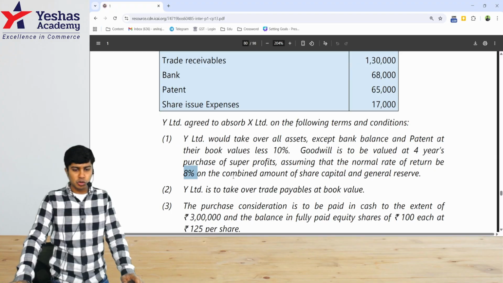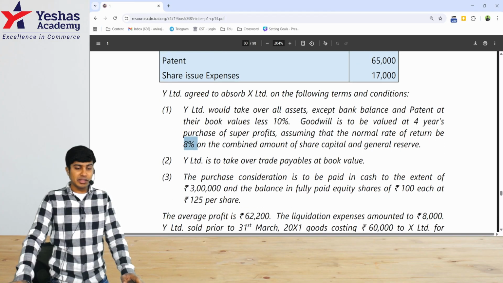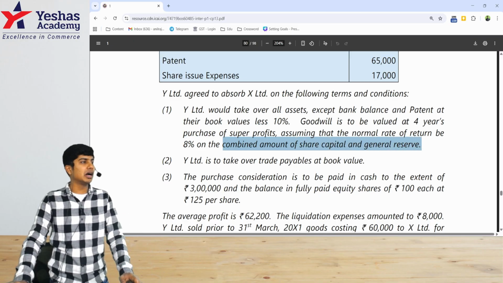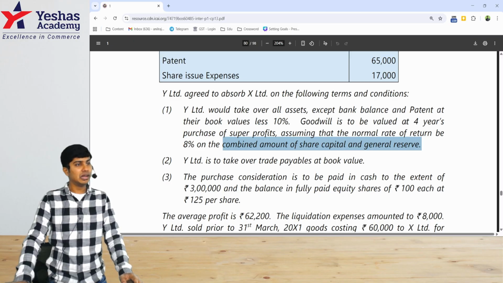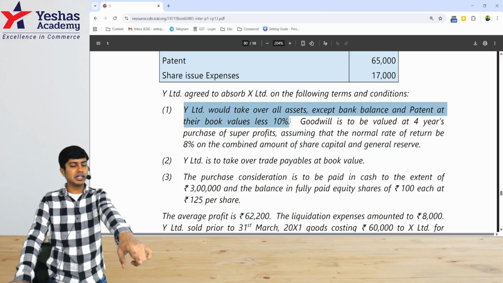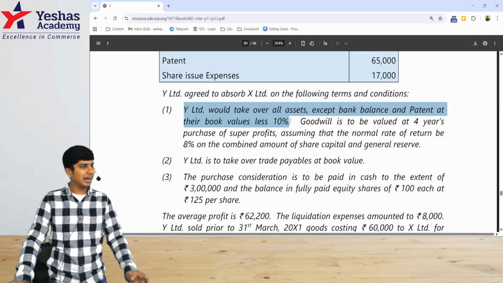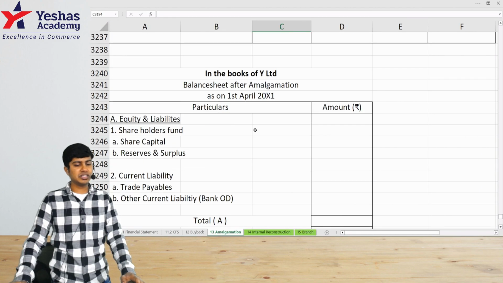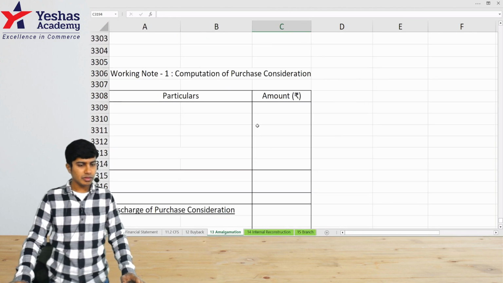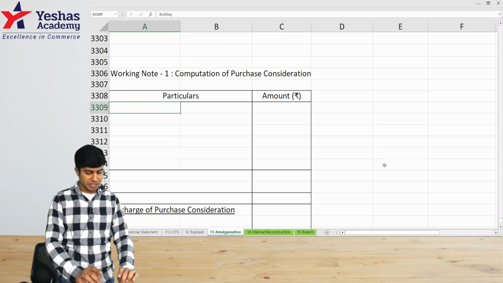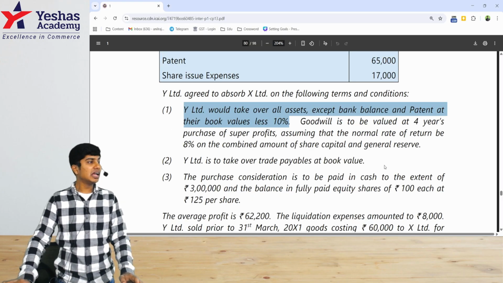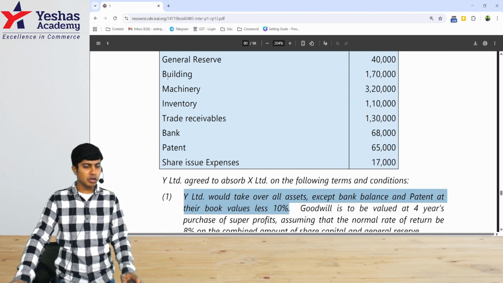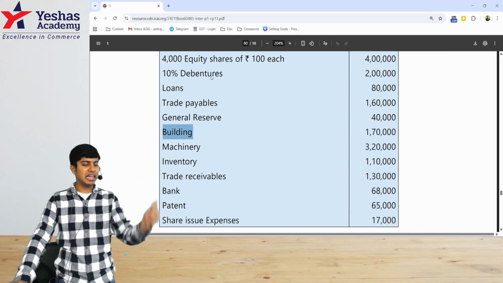And the combined amount of share capital and general reserve. Okay, they're basically telling us that general reserve plus share capital together will become our capital employed. Let's begin. This first part anyway we will take in the PC computation, NATO. I'll take that and this together. Shall I start doing it? Come on, let's start with our purchase consideration computation. How do we compute our purchase consideration? Let's take all the assets at agreed value, that is book value less 10%. I'll start from building because before building, whatever is there is liabilities.